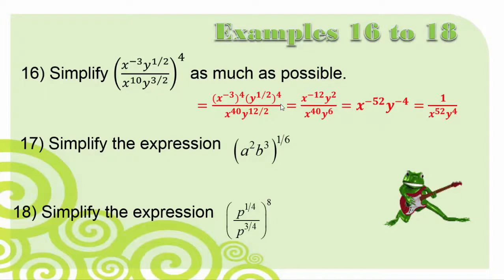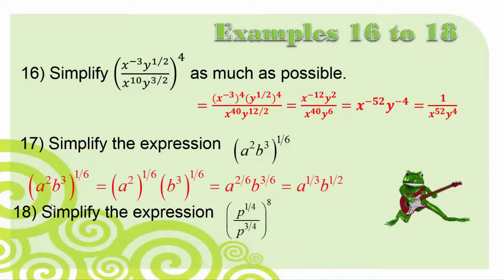Reviewing example number 17, we split up the a's and the b's to get a squared to the 1/6 power, b cubed to the 1/6 power, and then multiplied in the powers to get a to the 2/6, b to the 3/6, and that gave us a to the 1/3, b to the 1/2. In example number 18, we're asked to simplify the expression p to the 1/4 power over p to the 3/4 power, all to the 8th power. So let us go over to the whiteboard and do this one.